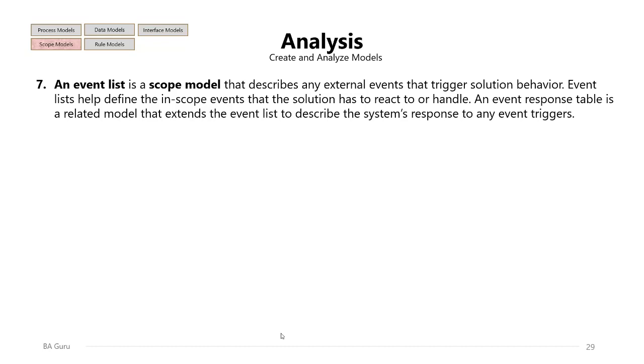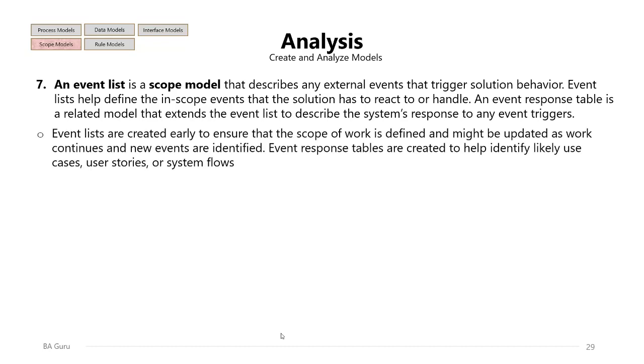An event response table is a related model that extends the event list to describe the system's response to any event triggers. So we can have the event list scope model, and we can also have the event response table to align with the event list. Event lists are created early to ensure that the scope of the work is defined and might be updated as work continues and new events are identified.